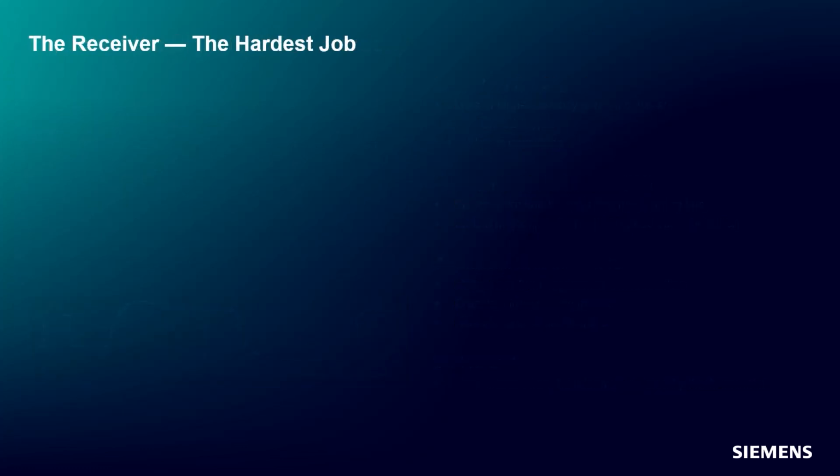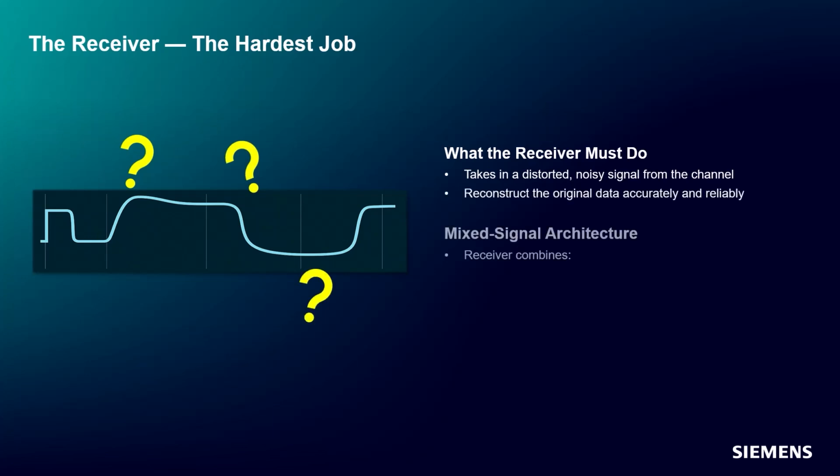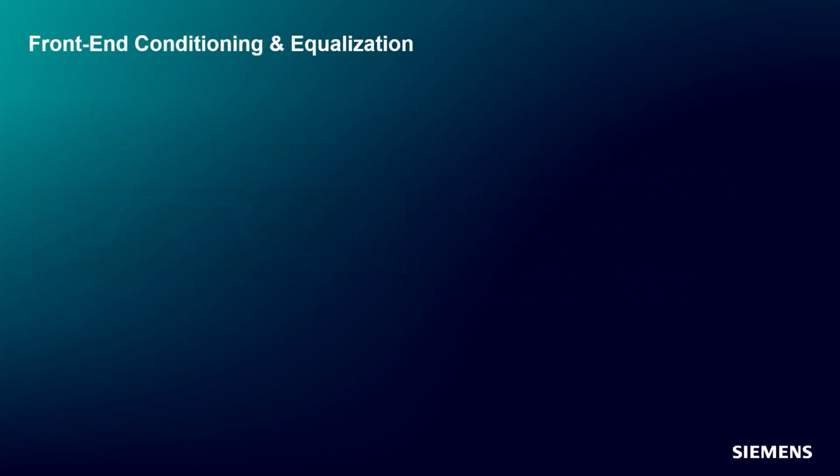Now we arrive at the receiver. The receiver's job is arguably the most difficult in the entire system. It has to take the distorted signal coming out of the channel and reconstruct the original data as accurately as possible. From a physical architecture perspective, the receiver is a mix of analog and digital blocks working together.